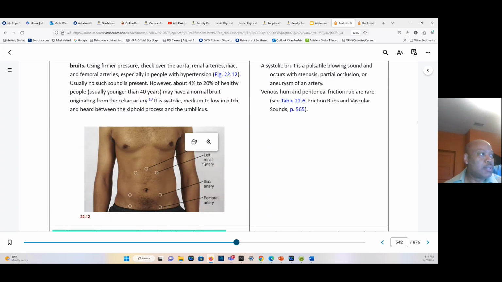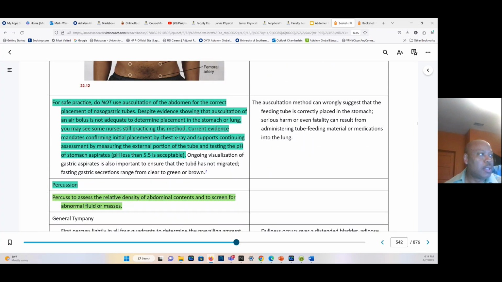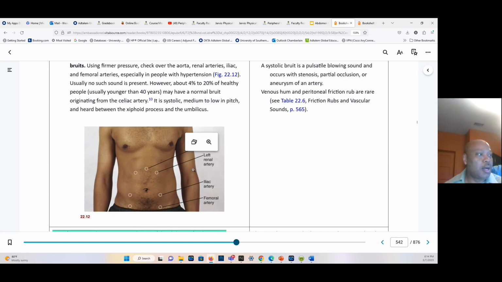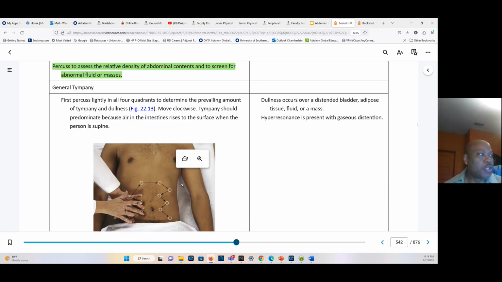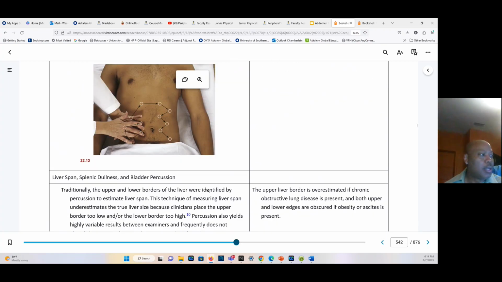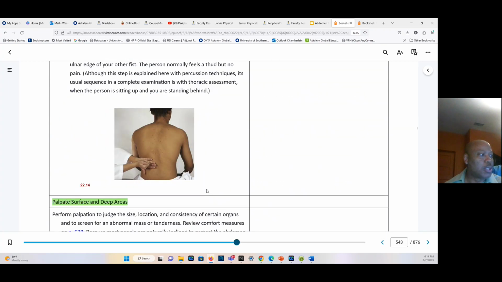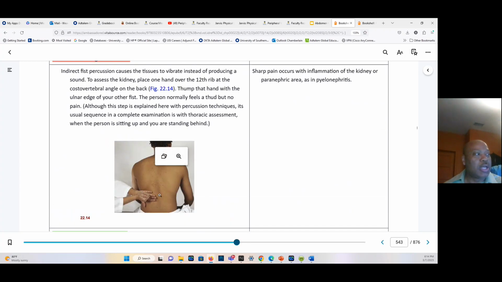That's that clockwise kind of motion, different areas as you assess the arteries and the abdomen. No, this is the clockwise motion when you're checking for a tympani. But I wanted to show you the costal. Or here it is. So this is an indirect assessment, as I mentioned. You feel like a thud, right? Or the person normally feels a thud, but there's no pain if it's a normal assessment.